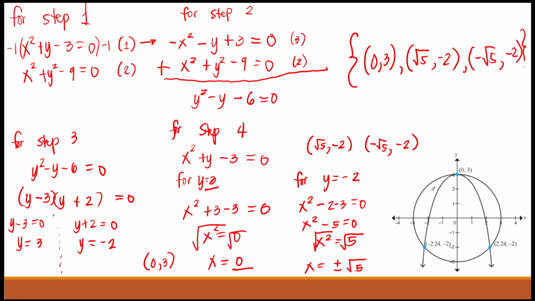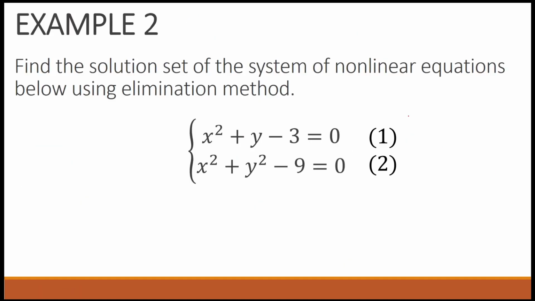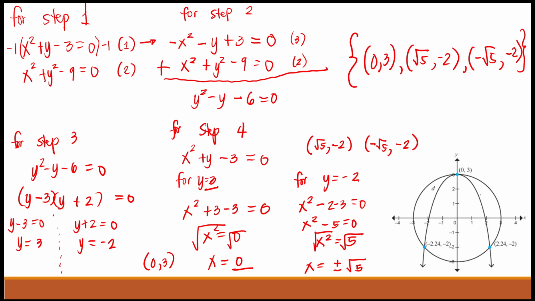And as you can see dun sa graph natin, the graph of equation 1 is a parabola kasi isa lang yung merong x squared. So, yung parabola dyan, ito yung equation 1. And then equation 2 is a circle. And as you can see, yung solution set natin is actually the point of intersections between the two graphs. Any questions?